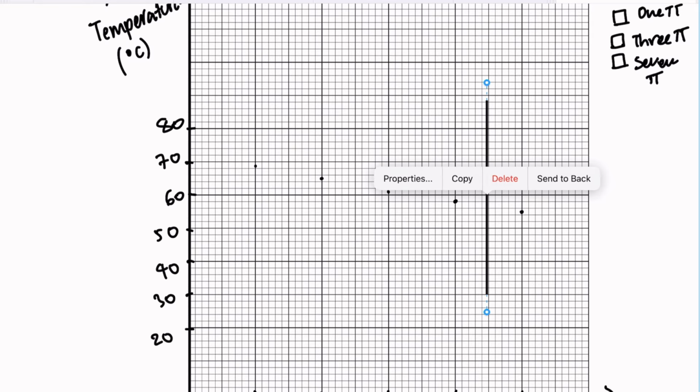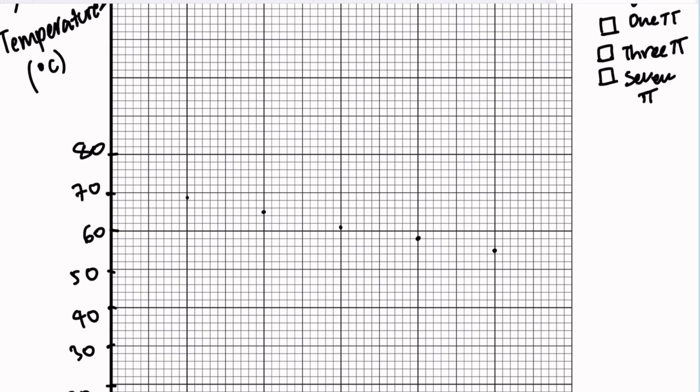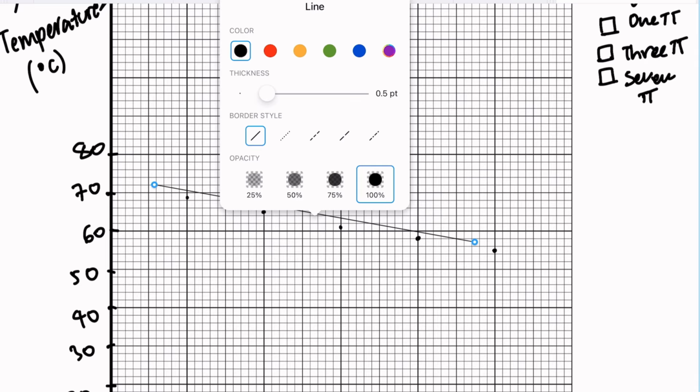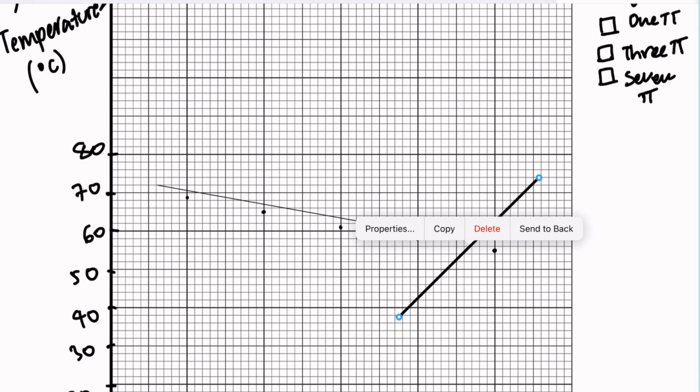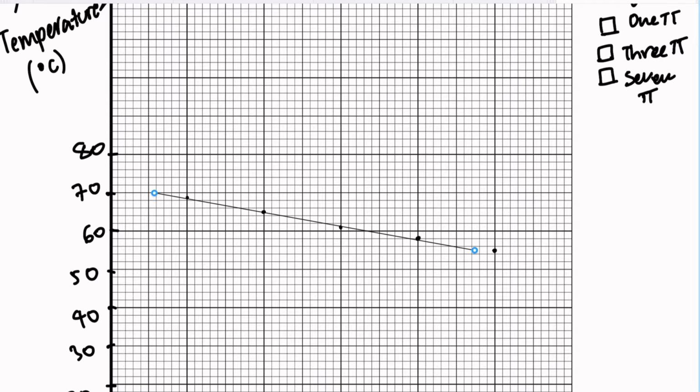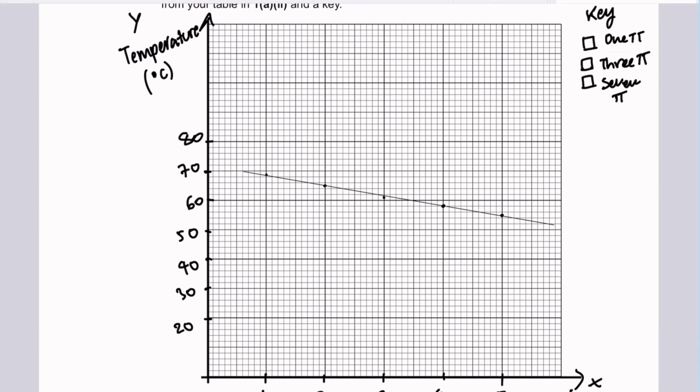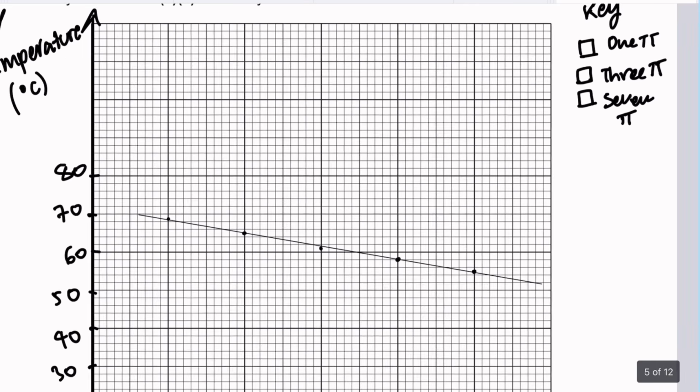I would probably do it as a line graph. So it's going to be a line of best fit. You can make sure the line is really thin and it'll look somewhat like this. Ensure it extends and you try to cover as many points as possible. So something like that. Okay.